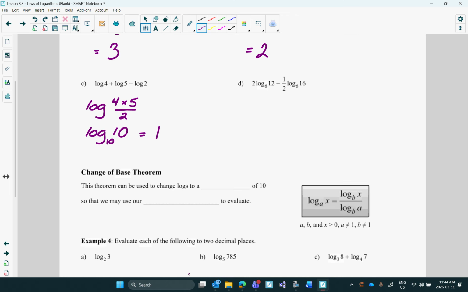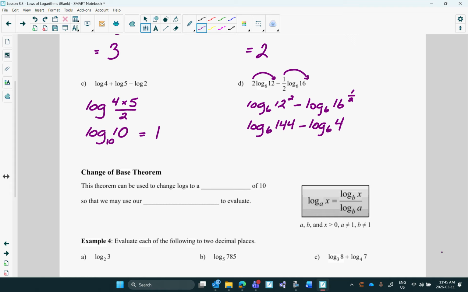This one, what are you going to do first? I've got to move these. So that's going to become log base 6 of 12 squared minus log base 6 of 16 to the 1/2. Well, what is 12 squared? 144. Minus, what is 16 to the 1/2? 4, because it's square root.